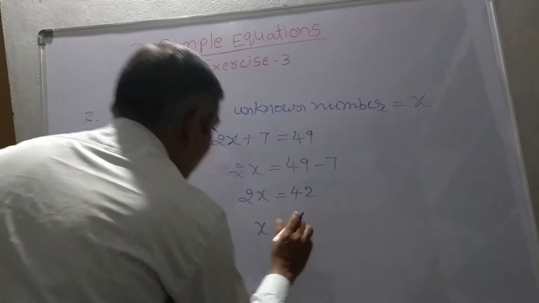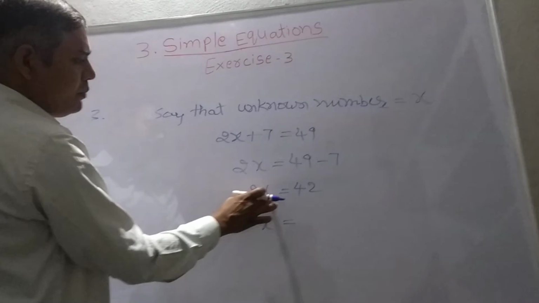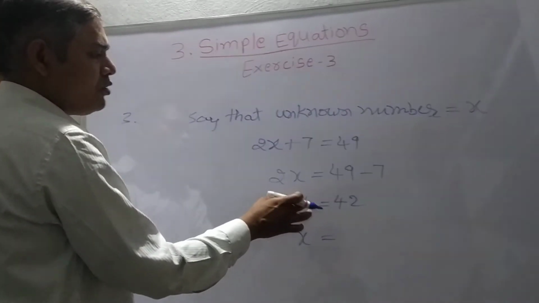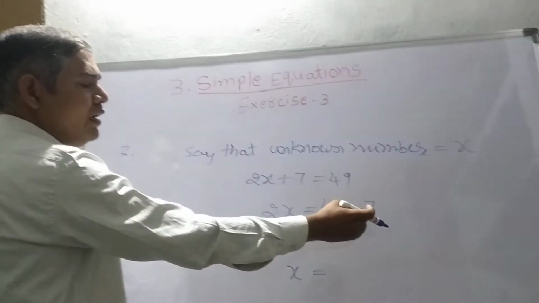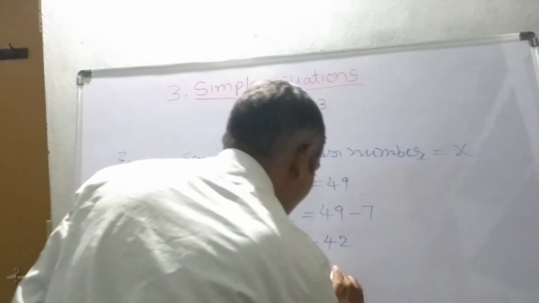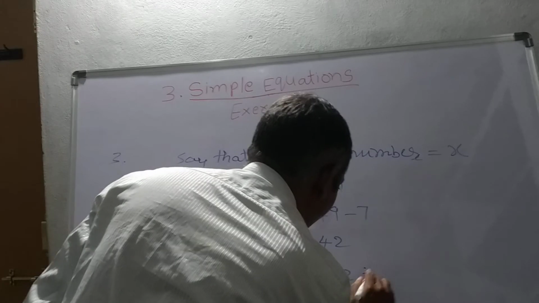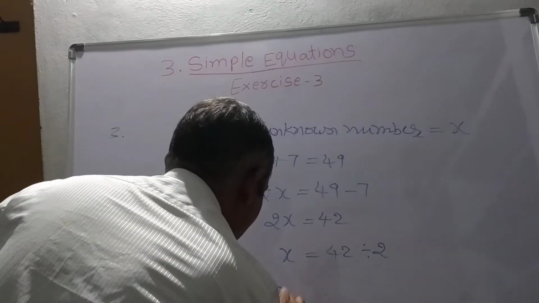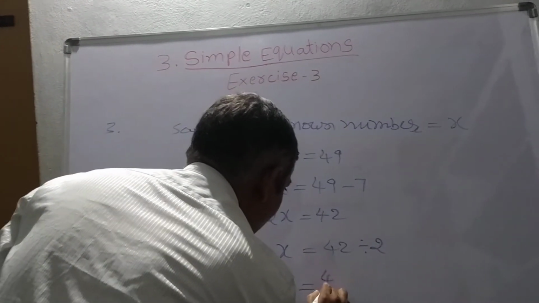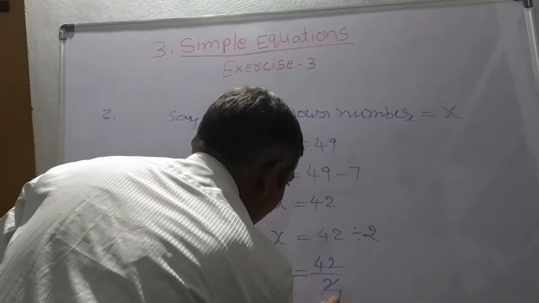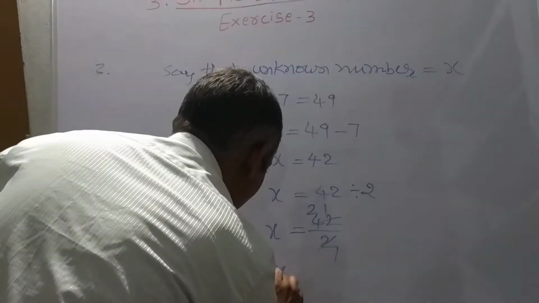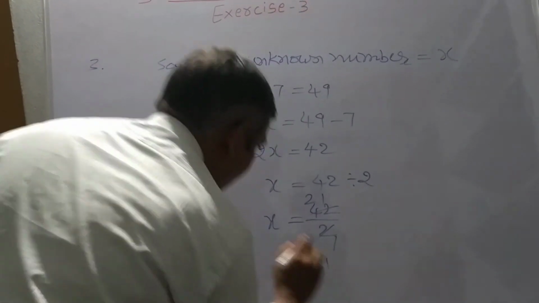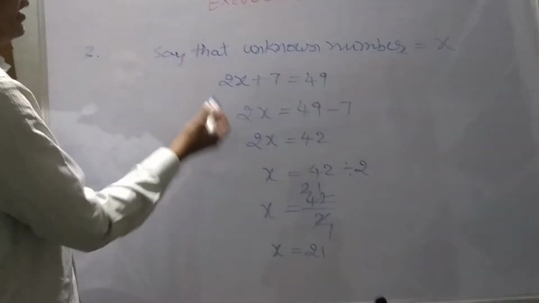2x means 2 into x. If we transpose the multiplication by 2 from the LHS side to the RHS side, it will become division. 42 divided by 2. x is equal to 42 by 2. 2 ones are 2, 2 twos are 4. 2 ones are 2. x is equal to 21. This is the required number. The unknown number x is 21.